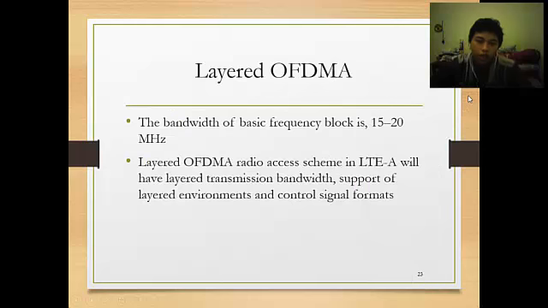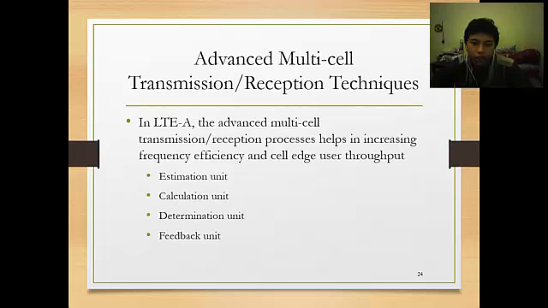And then layered OFDMA, the bandwidth of the basic frequency block is 15 to 20 MHz. Layered OFDMA radio access came in LTE Advanced. It will have layered transmission bandwidth, support of layered environments, and control signal formats.